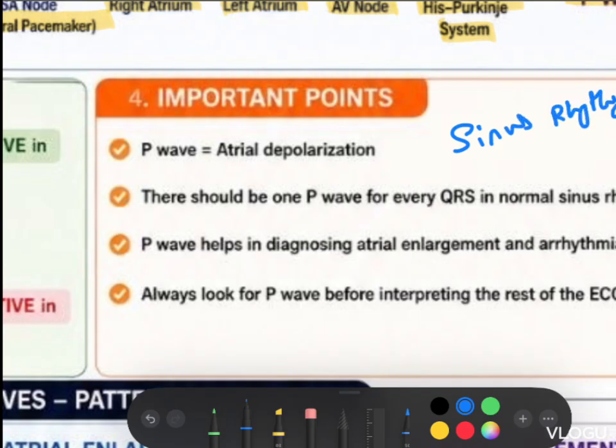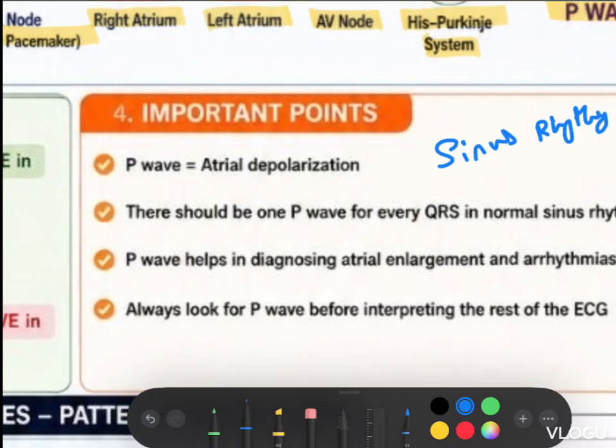Okay, sinus rhythm has one criteria: the heart rate will be 60 to 100 beats per minute, and it must be a regular rhythm. Along with that, there is a P wave before every QRS, every P wave followed by a QRS, and a normal P wave morphology. So these are very important.